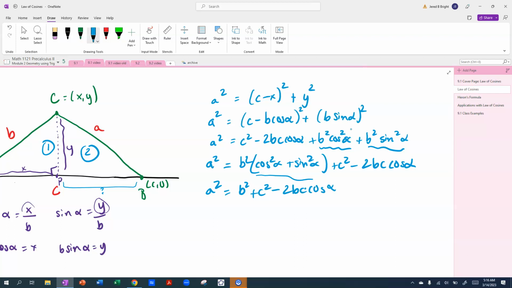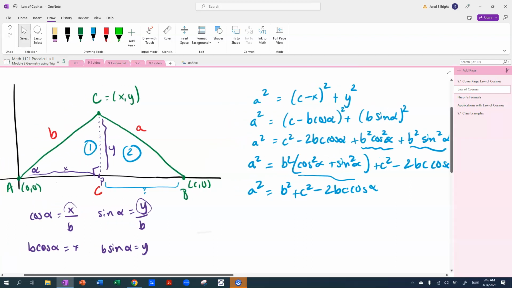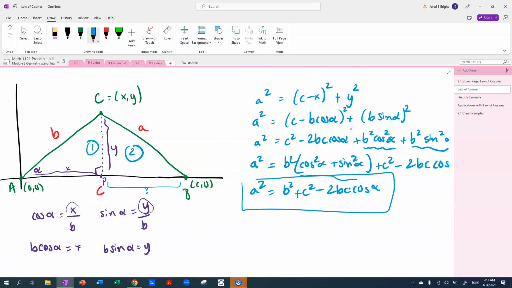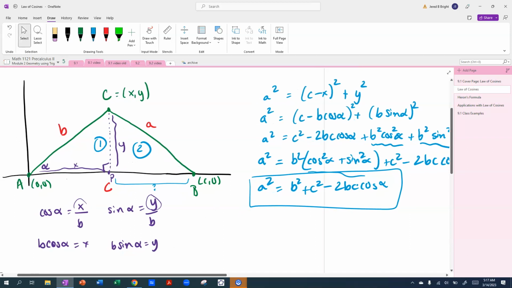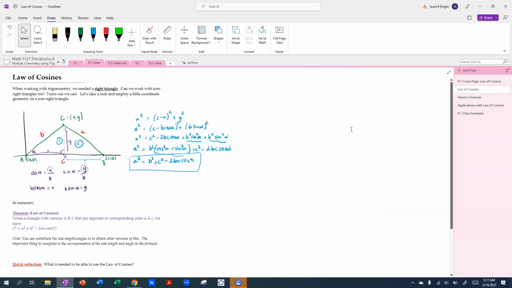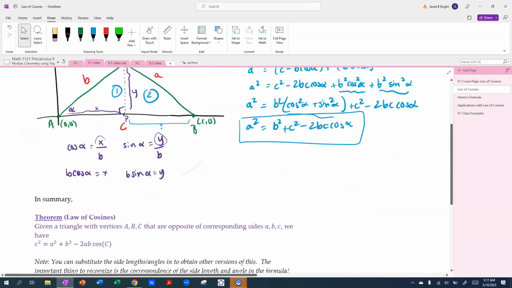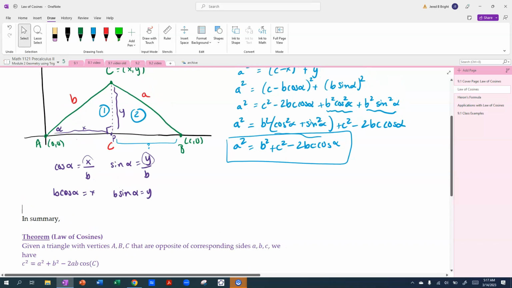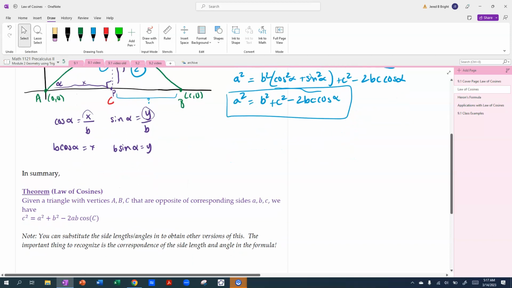Now this formula relates the sides of the non-right triangle that I'm given without even having to worry about x and y. And this, my friends, is what we call the law of cosines. So, a fun little exploration into the law of cosines. To do this, we imagine we have a triangle with vertices A, B, and C, with the opposite side lengths as we had it set up, and then we have this formula.